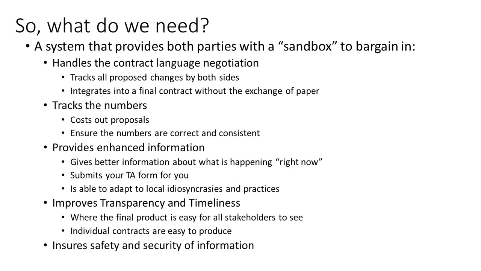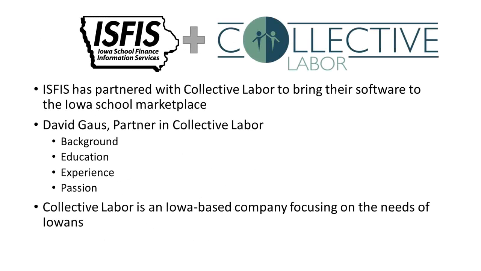We want something that improves transparency and timeliness, and where the final product is easy for all stakeholders to see, and individual contracts are easy to produce, and also ensures the safety and security of the information. That's kind of, from what I've heard people talk about over the years, what we'd want in that perfect system. So we've partnered with David Goss from Collective Labor to bring software to the Iowa School Marketplace.